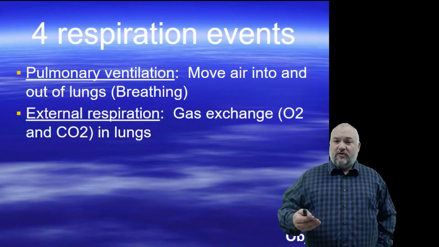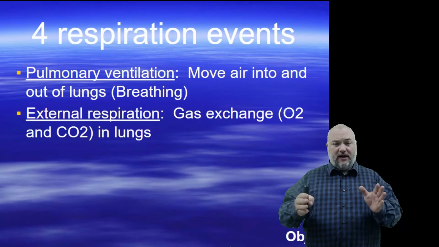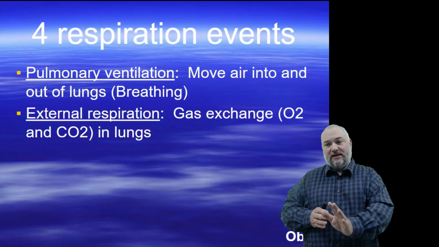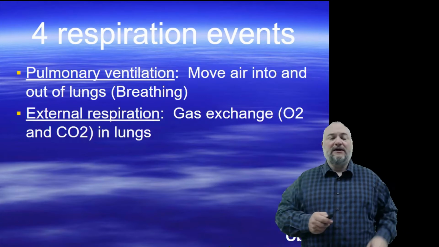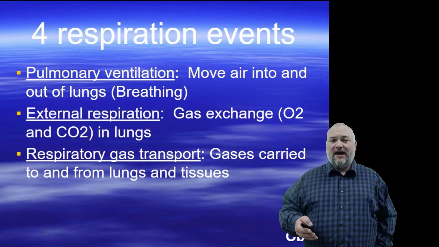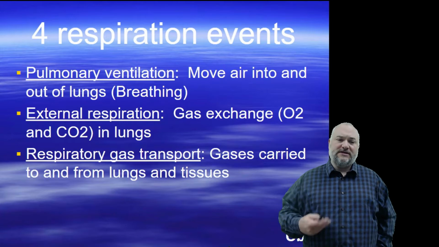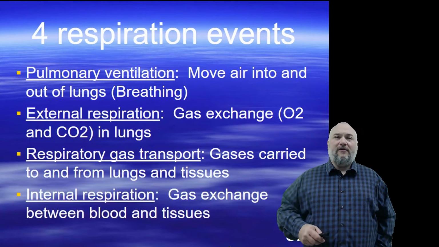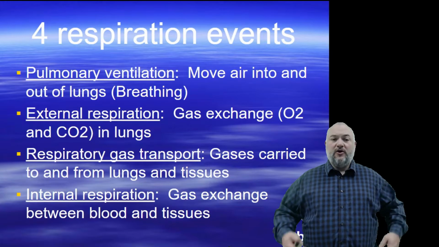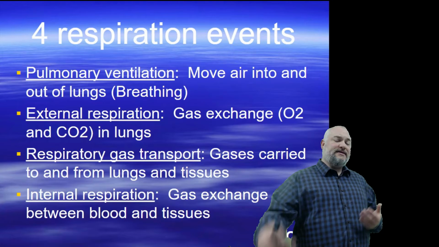External respiration, which is where we do gas exchange in the lungs between the air and the blood. So it's actually exchanging gases with the outside world, with the outside air, right? So getting the oxygen in, the carbon dioxide out. Respiratory gas transport, we're not going to really spend any time on that. Well, I guess we'll spend a little bit of time on that, but that has to do with the circulatory system. And then finally, once the circulatory system gets the gases down to the tissues, we have internal respiration where we're exchanging gases between the blood and the tissue surrounding it.